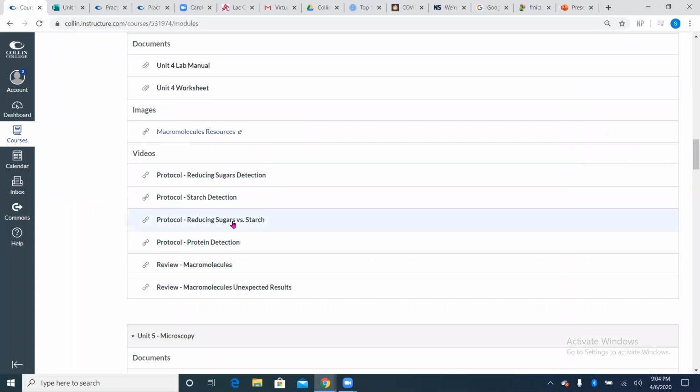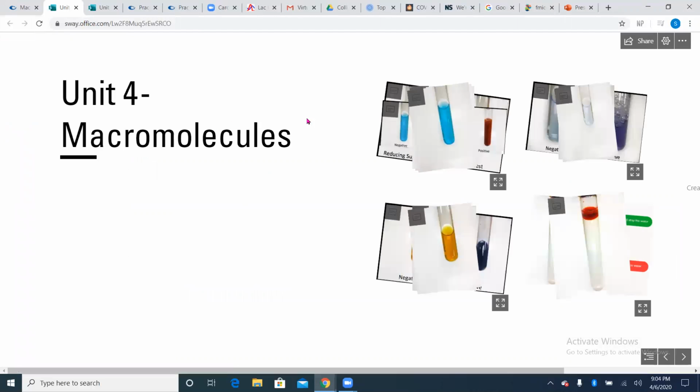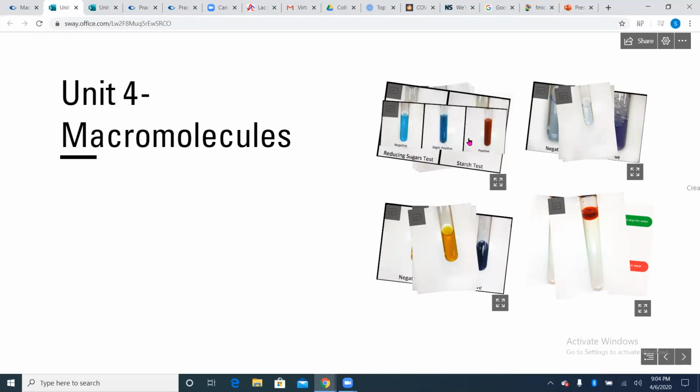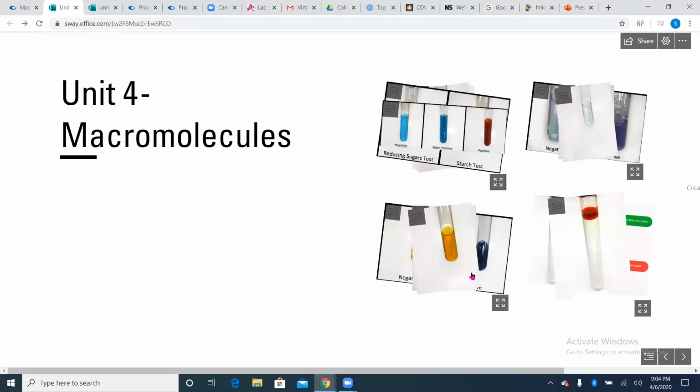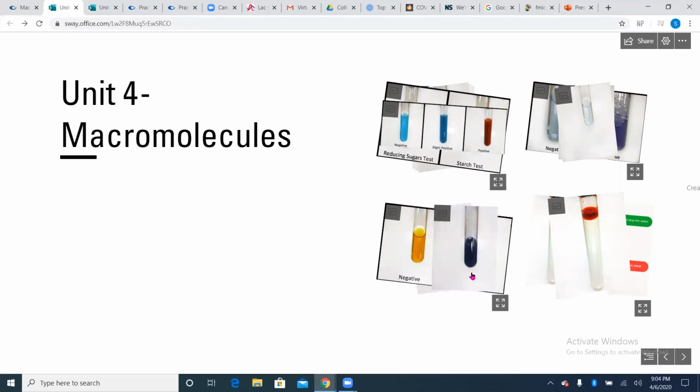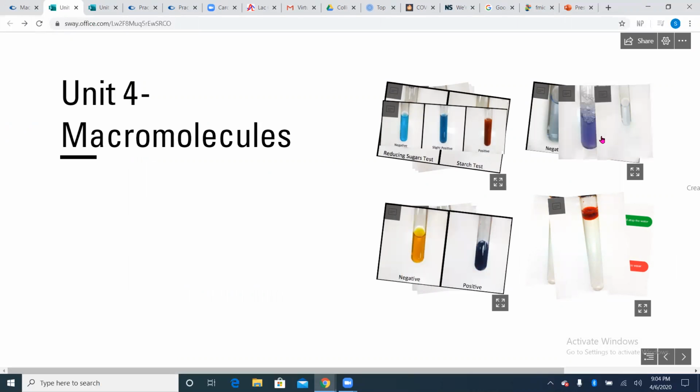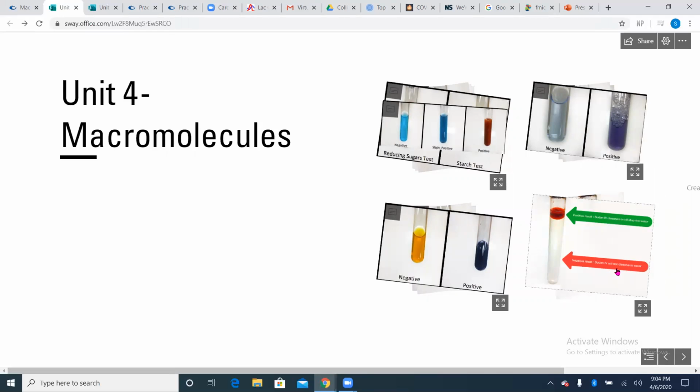Now, if you'll notice, there are videos, there are images. This lab manual is not the one we use for our class, but I want to show you macromolecule resources here. Now, on this page, you have photos of all of the test tubes. For example, this one was for reducing sugars, with this being negative, slight positive, and very positive. Iodine down here, that is negative and positive. Our protein test for negative and positive, and explanations about the Sudan-4 test here.